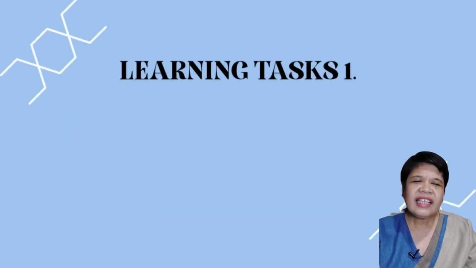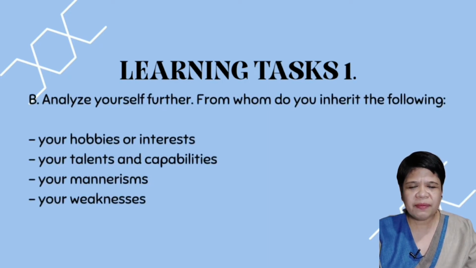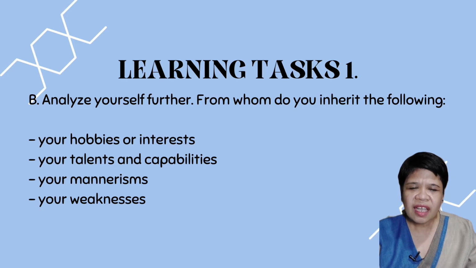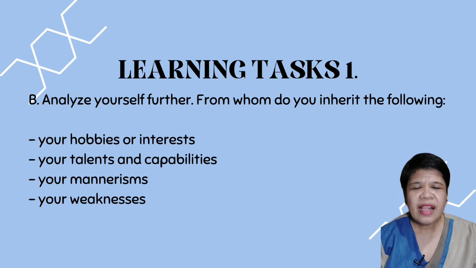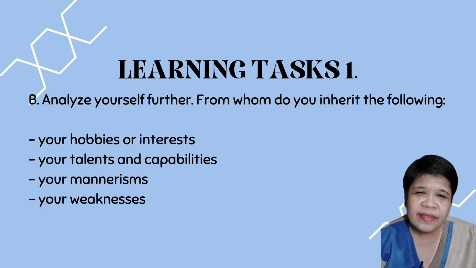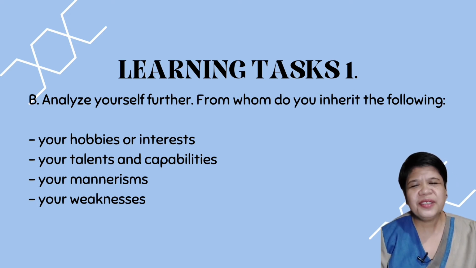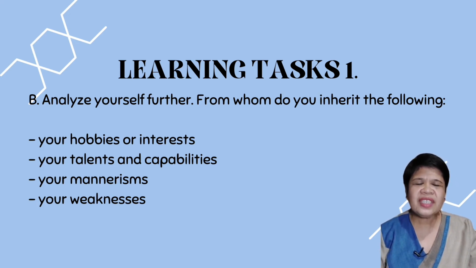Now, let us group yourselves into 3. Analyze yourself further. From whom do you inherit the following? Your hobbies or interests, your talents and capabilities, and your mannerisms. I will give you 5 minutes. Time's up. Let us check your work. Very good. Does it mean that the traits can be passed on from one generation to the next generation?